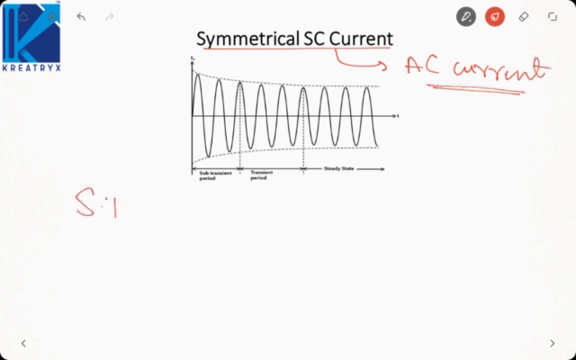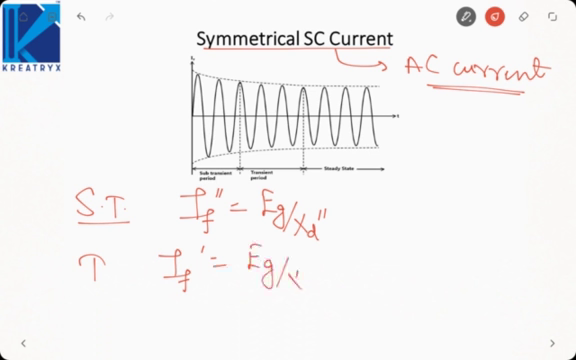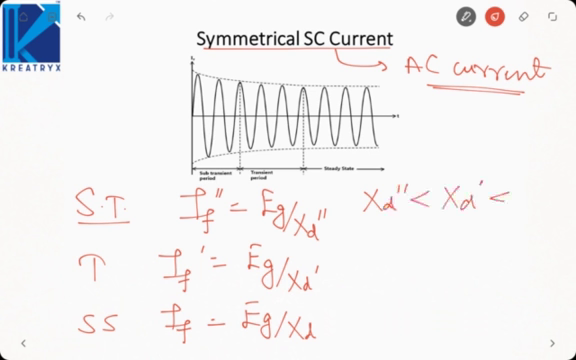Now during the subtransient period, what will happen is I_f double dash will be Eg by Xd double dash. During the transient period, I_f dash will be Eg by Xd dash. During steady state, I_f will be Eg by Xd. Now we know Xd double dash is less than Xd dash is less than Xd, due to which the current will have the opposite order. I_f double dash is greater than I_f dash is greater than I_f.